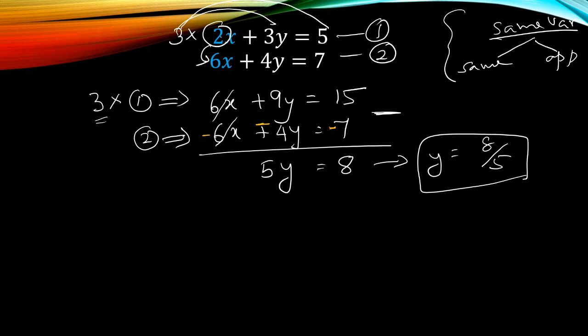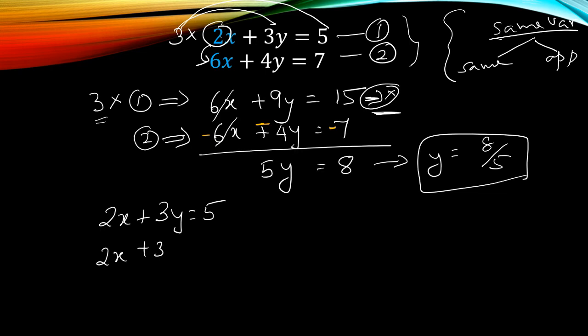Now going backwards, you can substitute this y into the original equations. No need to use this equation anymore because it has bigger coefficients. So let's go back to the original equation, and you can choose any of the equations. I'm choosing the first one, and I'm going to substitute 8 over 5 for y in this, and then find x.